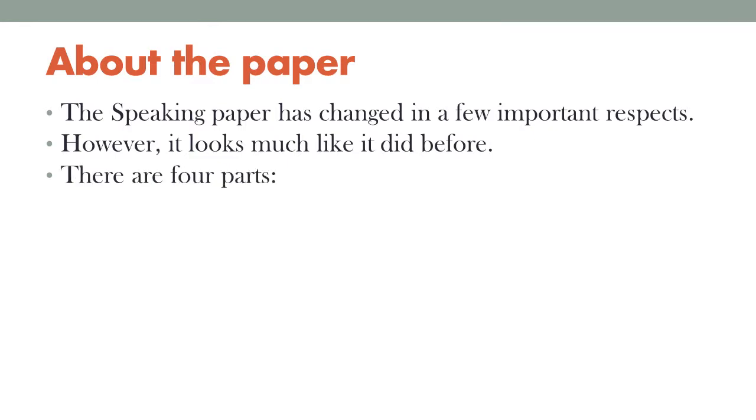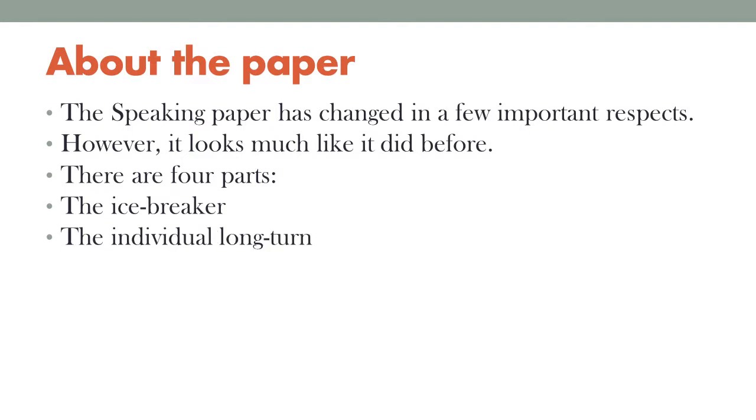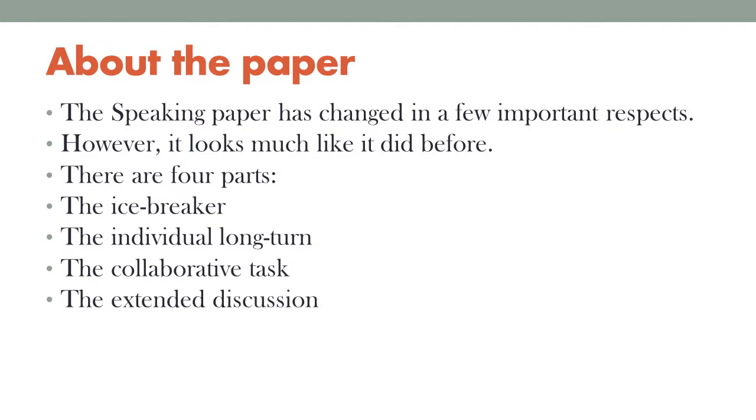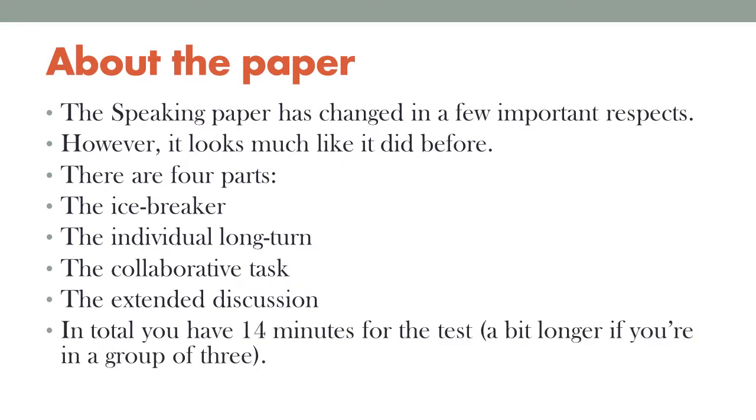There are still 4 parts to the paper, opening with an icebreaker, which just asks some general questions about yourself, your personal likes and dislikes. And we look at the individual long turn, which is where you have a few pictures to look at and you talk for about a minute. Then the collaborative task, where you work with your partner, and then an extended discussion based on the topic introduced in part 3. In total you have about 14 minutes for the test.